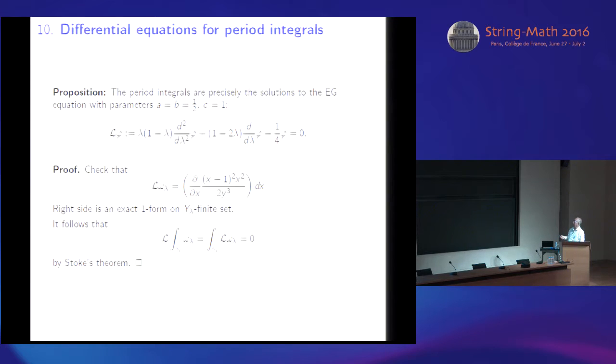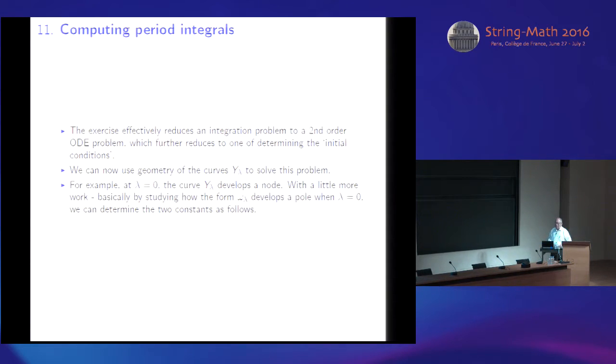So the period integral can be computed as follows. When we take A equal to B equal to half and C equal to 1, we can easily check that the operator L operating on omega lambda, the differential form, satisfies this, and this is an exact form. And therefore, the integral of it is killed by this operator L. And so it satisfies this equation naturally. Therefore, the period integral satisfies the equation.